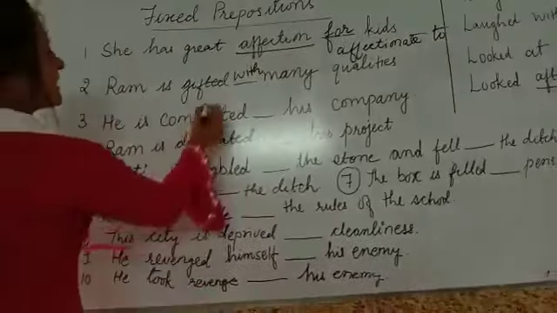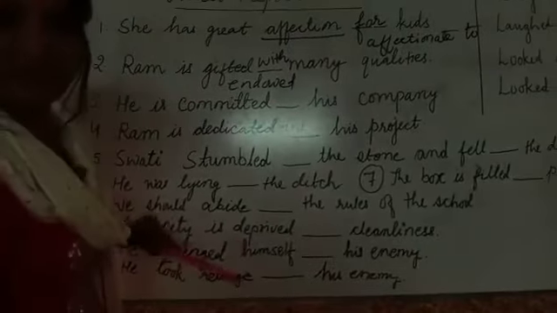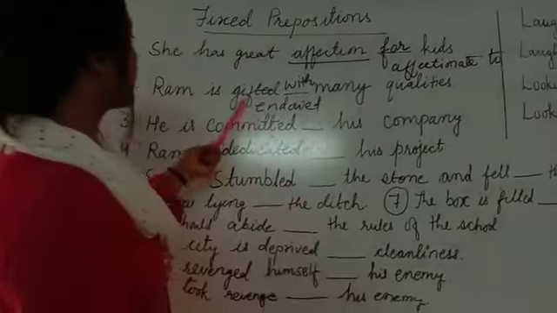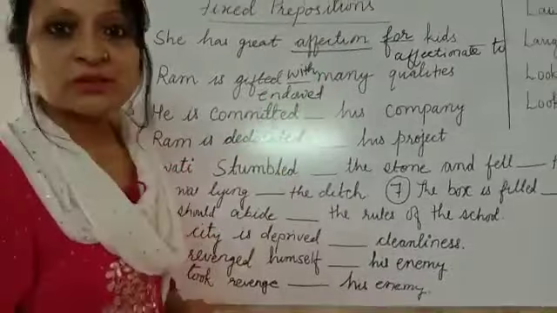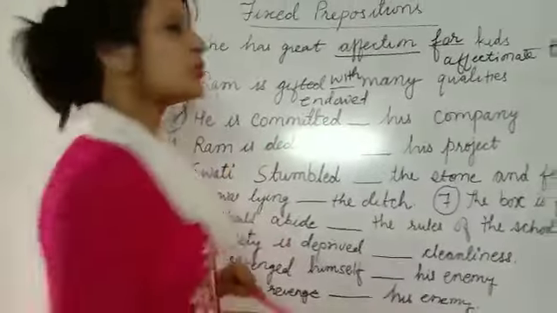और इस गिफ्टेड की जगह अगर एंडोर्ड होता, that is also gifted. The meaning of endowed is also gifted. So gifted with, endowed with many qualities. Next is, he is committed to his company.